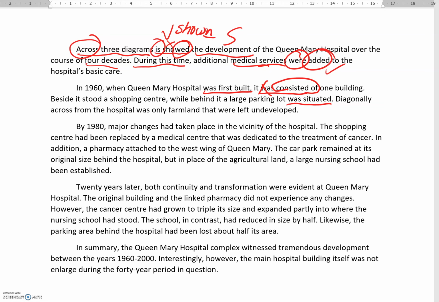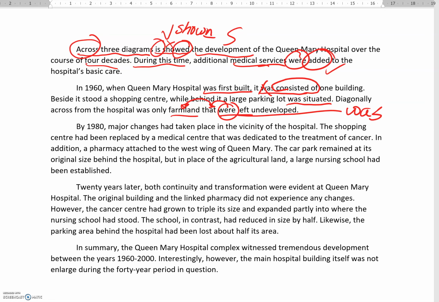Okay, was located. Okay. Diagonally across from the hospital was only farmland that were left undeveloped. Here we have a problem. We've got the passive voice, were left, but were, it's correct that it's in the past, but here it's plural. The subject is that, and that refers to farmland, which is singular. So were is incorrect. It should be that was left undeveloped. So when you're using the passive voice, often you'll have to check for subject-verb agreement as well. Make sure there are no mistakes with that.